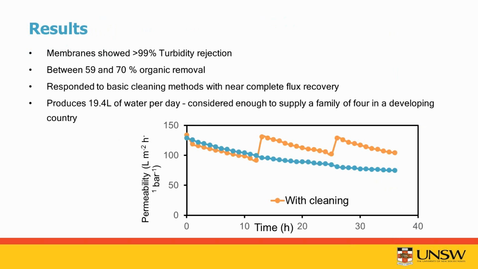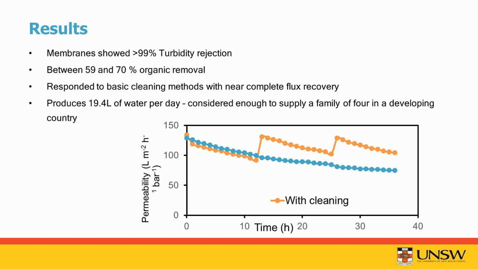We've shown that we get over 99% turbidity removal, but depending on the membrane that we used and the solution that we were filtering, we got between 60 and 70% organic removal. This graph here shows the permeability change over time with some included cleaning cycles. This blue line is where we did not have any cleaning cycles. We just left it to run. You see a little bit of flux stabilization, which is expected in this sort of configuration. But we also tried some basic cleaning methods of just rinsing and wiping down the membrane surface, and we were able to see quite a significant recovery with, incidentally, no change in rejection.